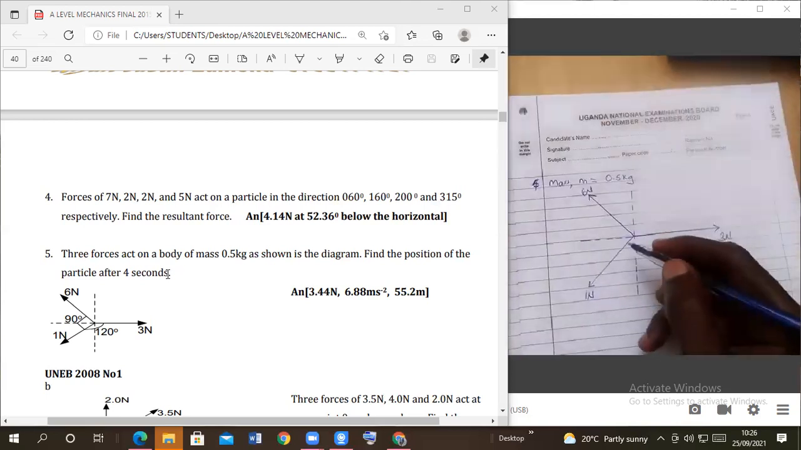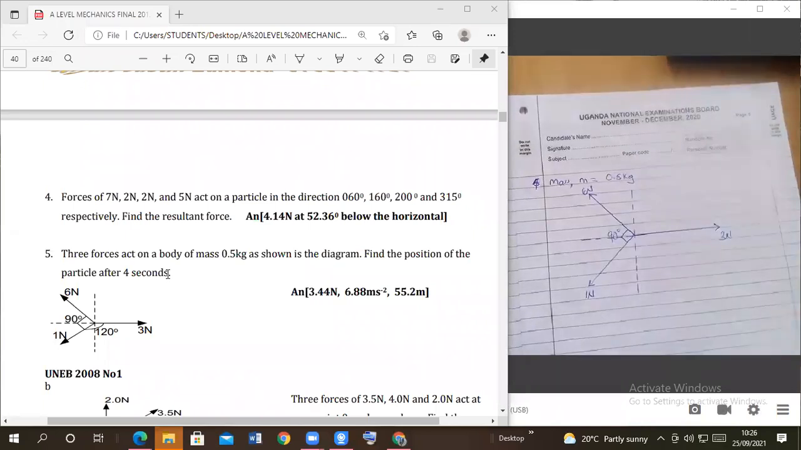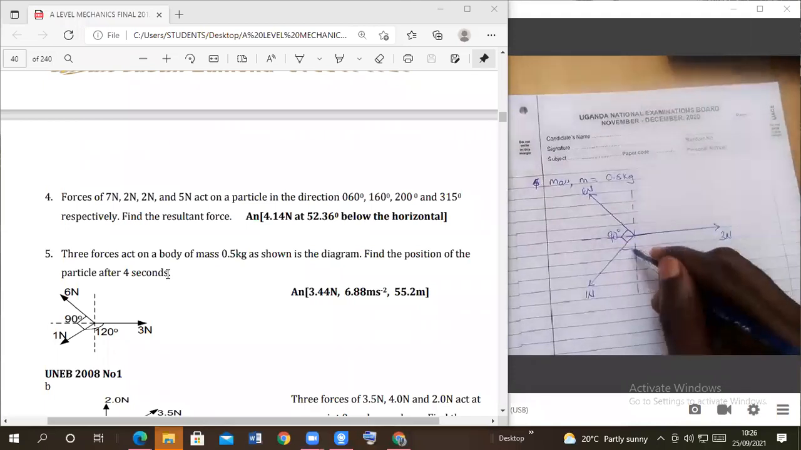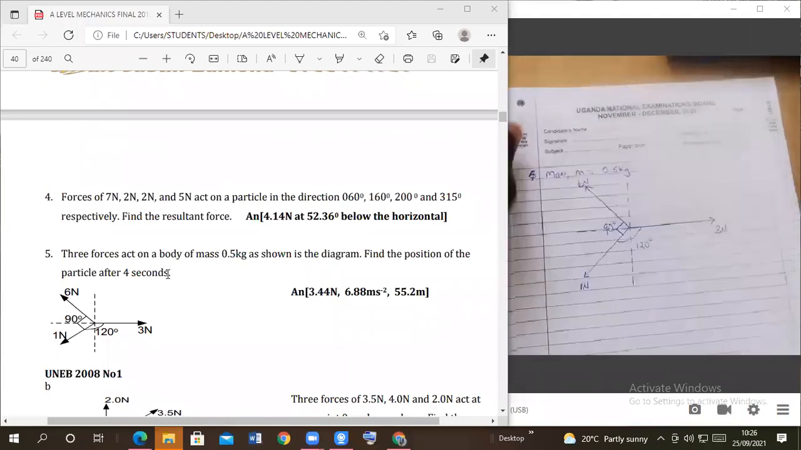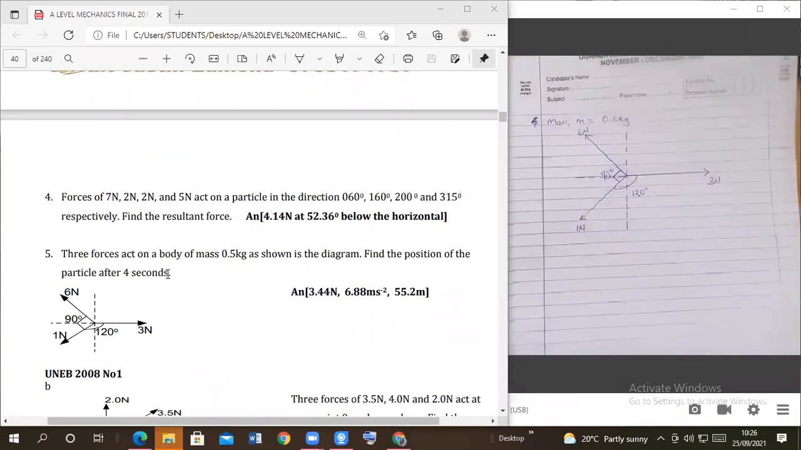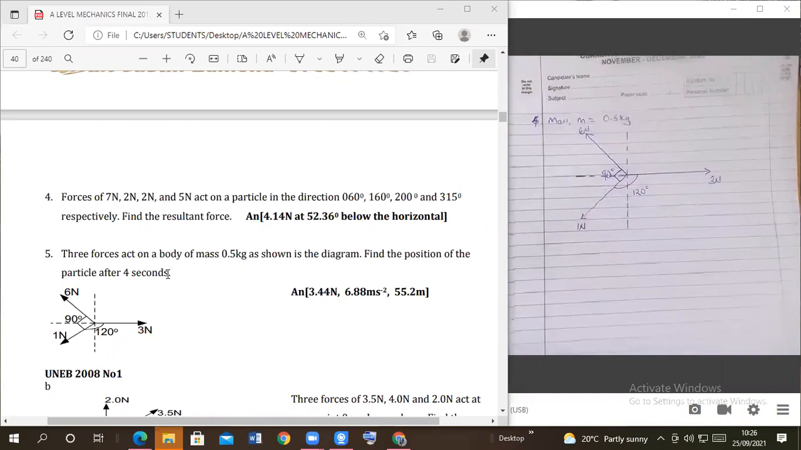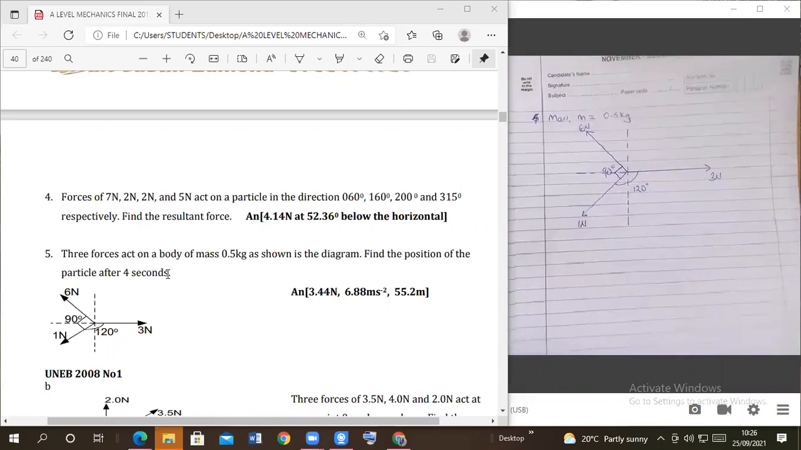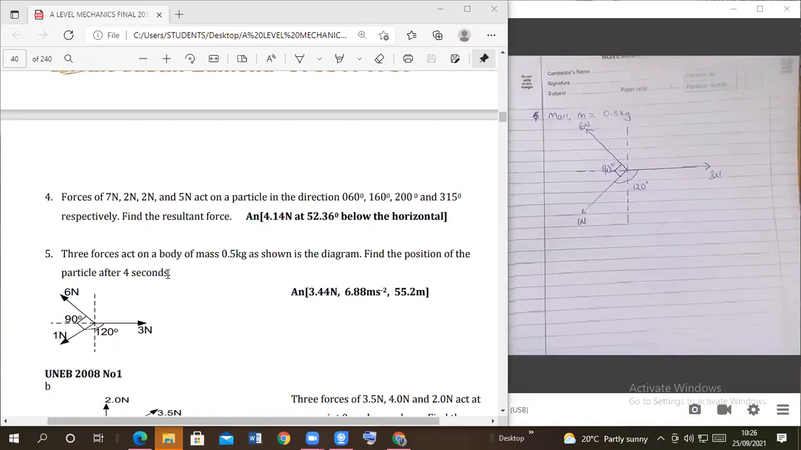It's given us. Members, if you have seen, I've said all of this angle, all of that angle is 120. 90. Then this one that I've said is 120. So they're saying find the position of the particles after 4 seconds. So we have to find the resultant, the position, which means they want the distance, the acceleration. Let's find all of that.